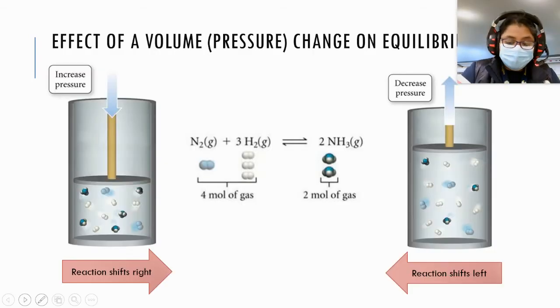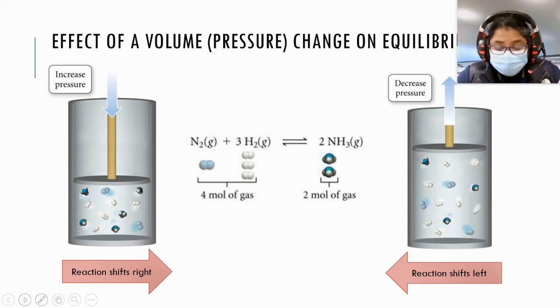Now let's talk about volume slash pressure. So same equation, just so we can see what happens. In this equation, on the reactant side, you have 4 moles of gas. And on the product side, you have 2 moles of gas. So if you have this reaction happening in a chamber and you increase the pressure of this system, what's going to happen is you're going to disturb the equilibrium by adding more pressure. The reaction shifts to the side where it has a lower number of moles of gas.